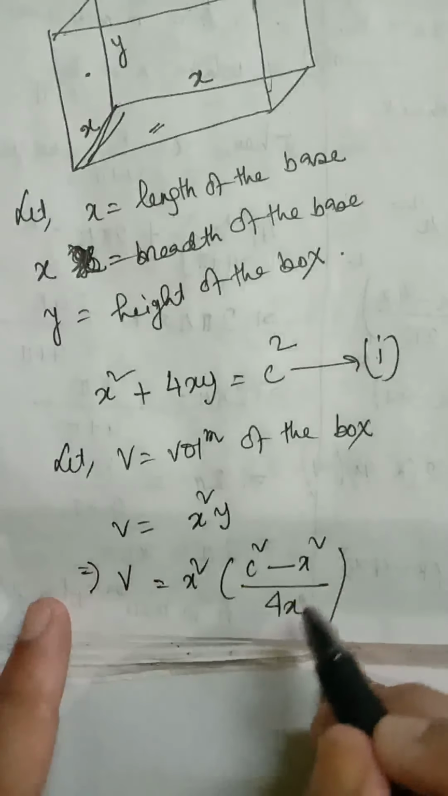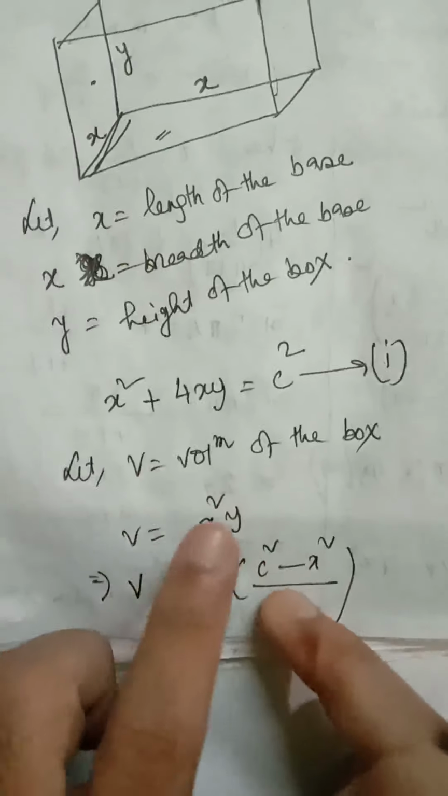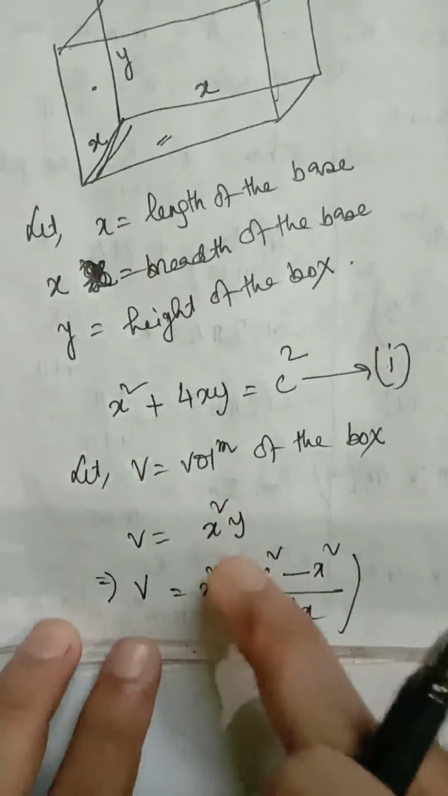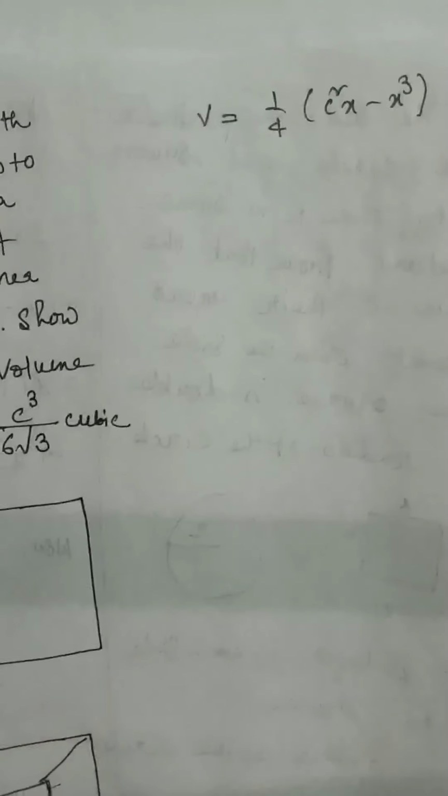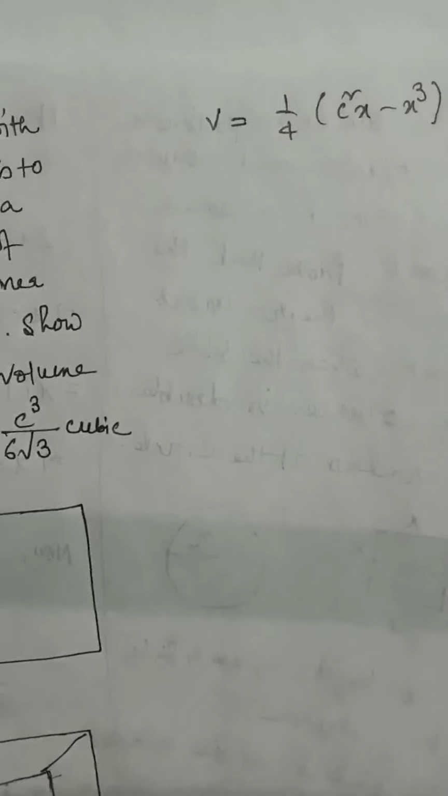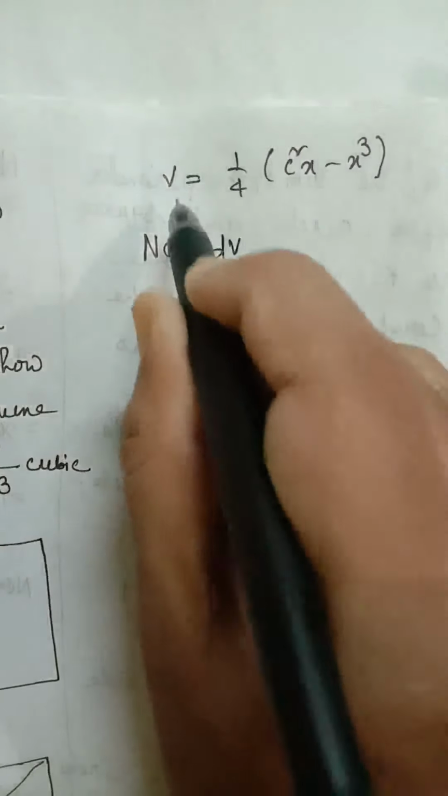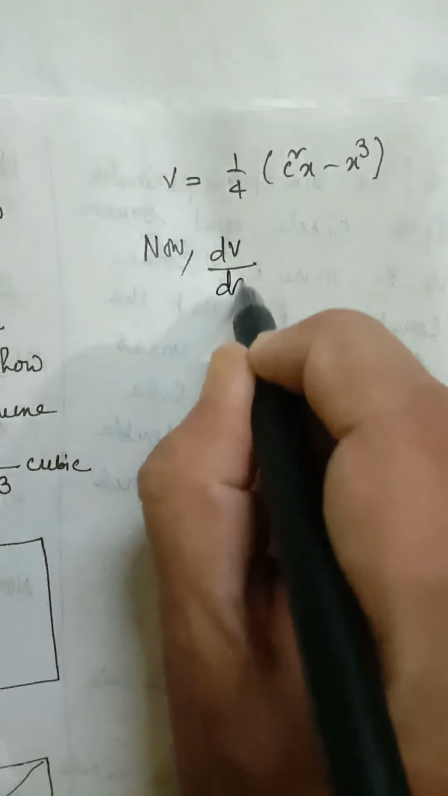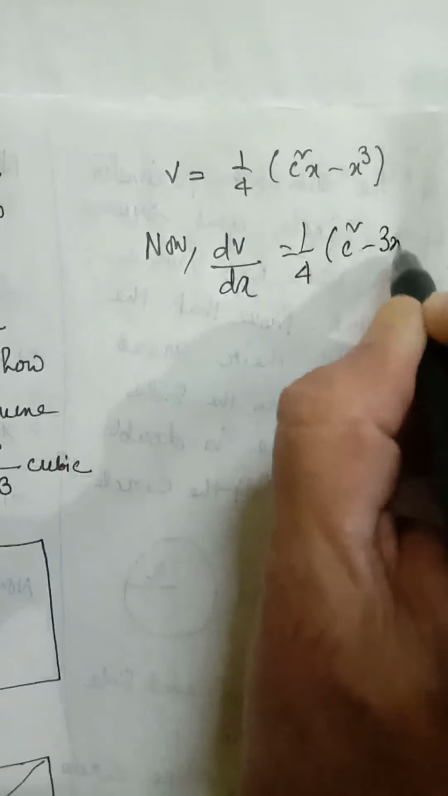Now cancelling x, one x will remain here. Multiplying, we get V equals 1 by 4 into c square x minus x cube. Here we have expressed V in terms of one variable x. Now we have to find the maximum value of V. For that we find dV by dx, which is 1 by 4 into c square minus 3x square.